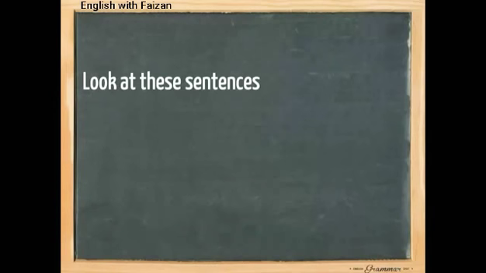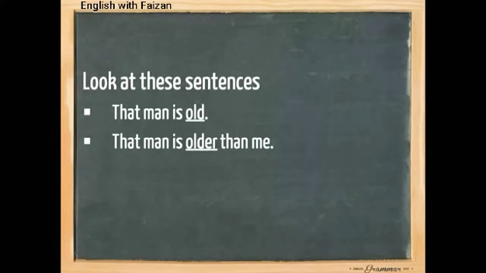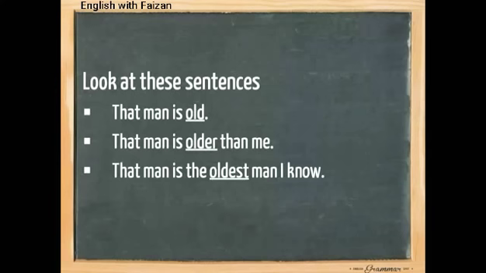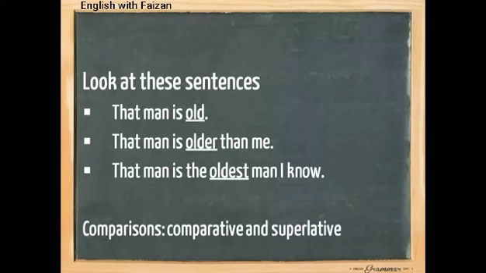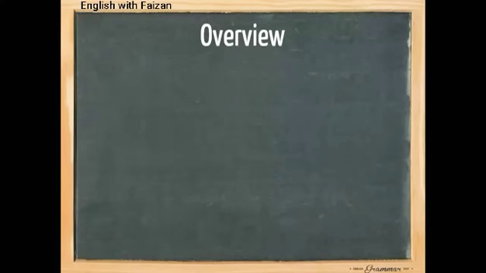Look at these sentences. That man is old. That man is older than me. That man is the oldest man I know. The second and the third sentence are what we call comparisons. The second sentence is a comparative and the third sentence is a superlative. I'll explain more about these two terms later on in the video.